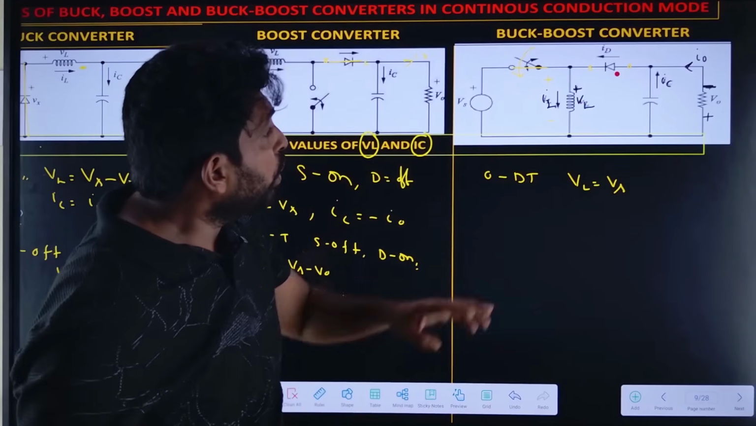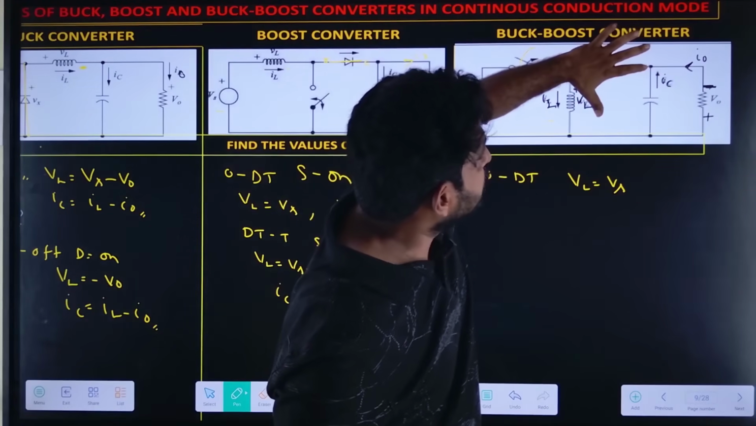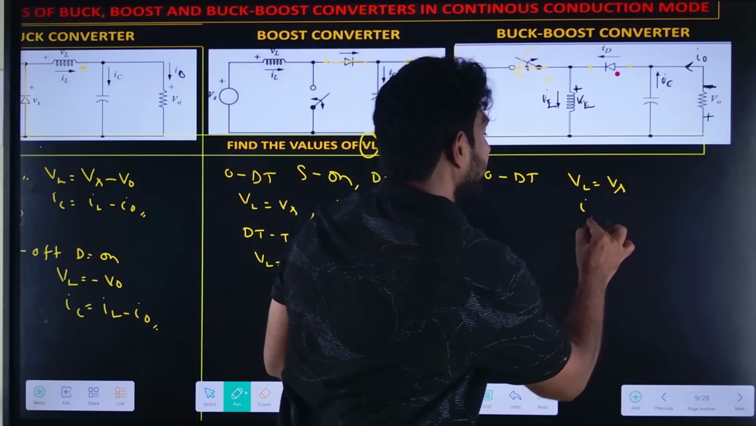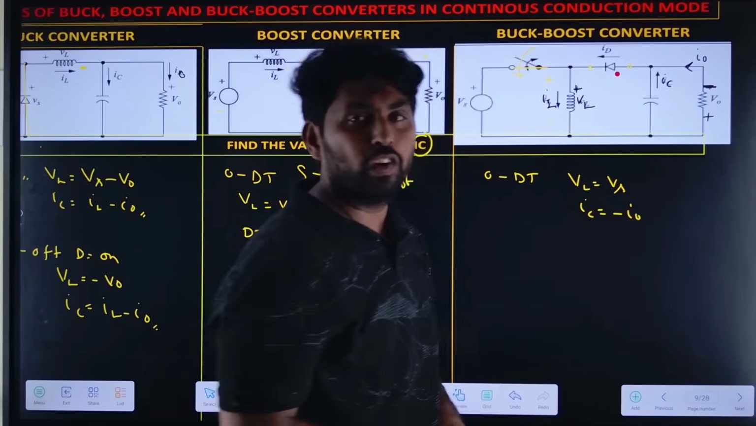Right? Now let us find the IC. So this is open circuit. IC plus I naught equal to 0. IC equal to minus I naught.